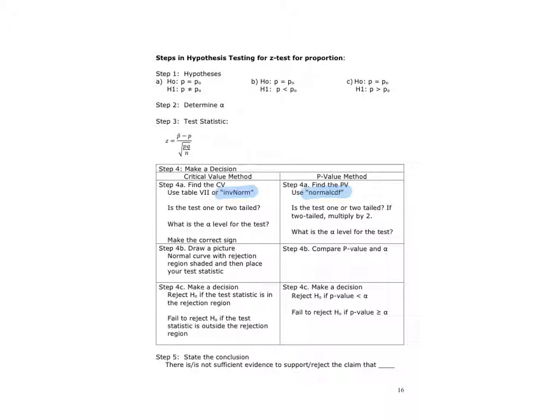We reject if our p-value is less than alpha and fail to reject if p-value is greater than or equal to alpha. And then our last step is to state our conclusion. So there is or there is not enough evidence to support the claim, and then we'll state H1.